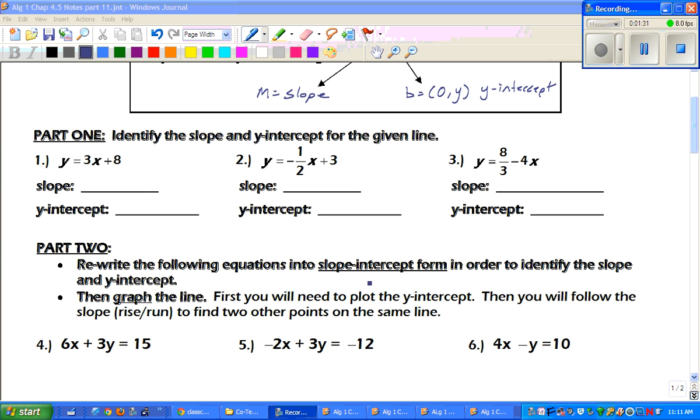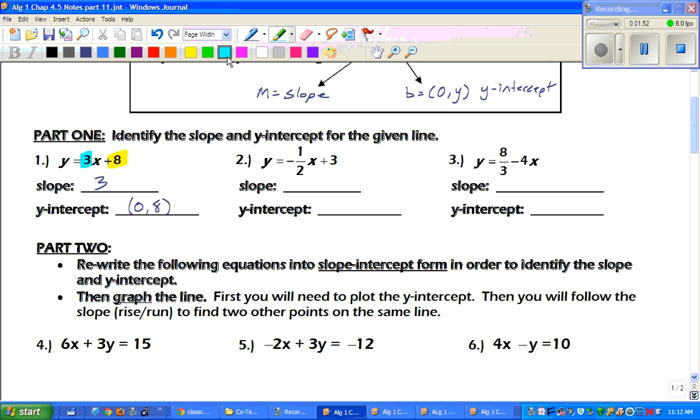So we need to identify the slope and the y-intercept of the given line. So the first one, y equals 3x plus 8. That's telling us our slope is 3, and then the y-intercept would be 0, 8. So we're just stealing the information from the formula. The slope is -1/2, and the y-intercept is 0, 3.